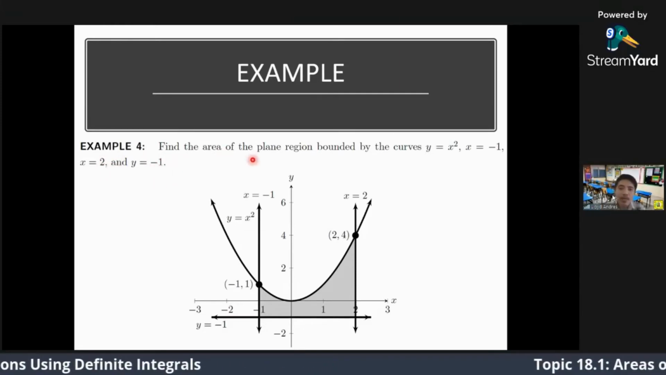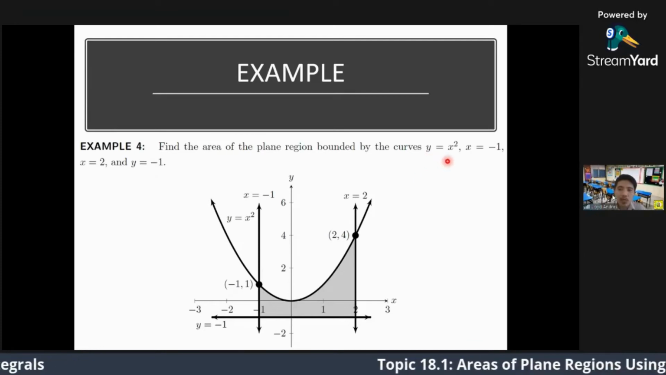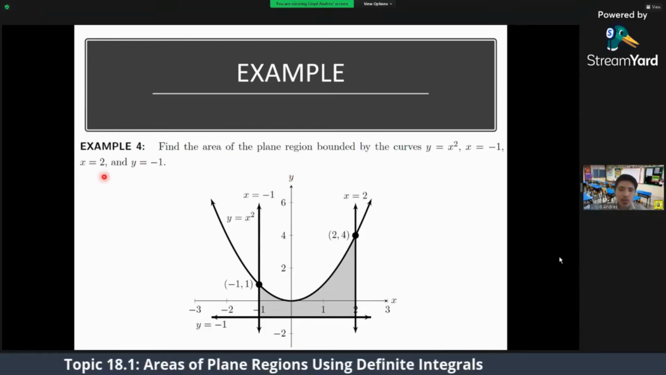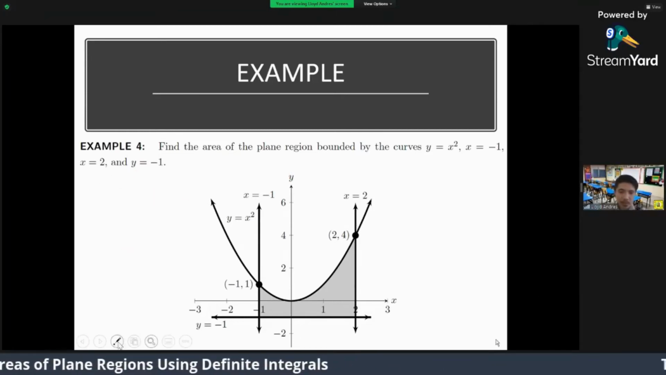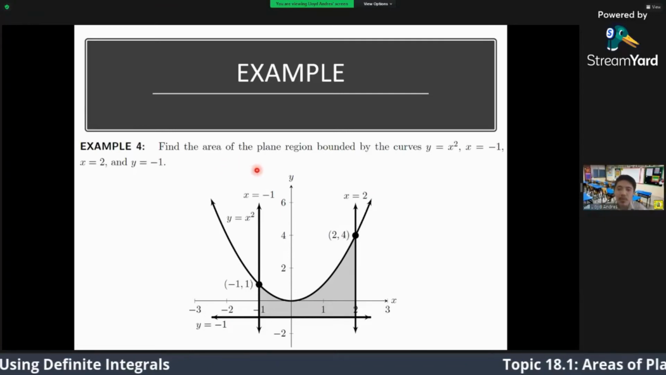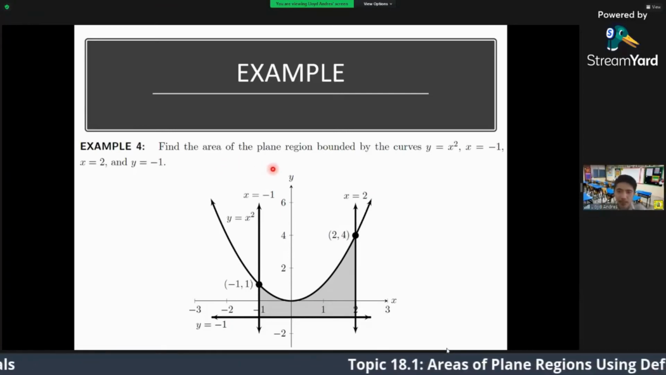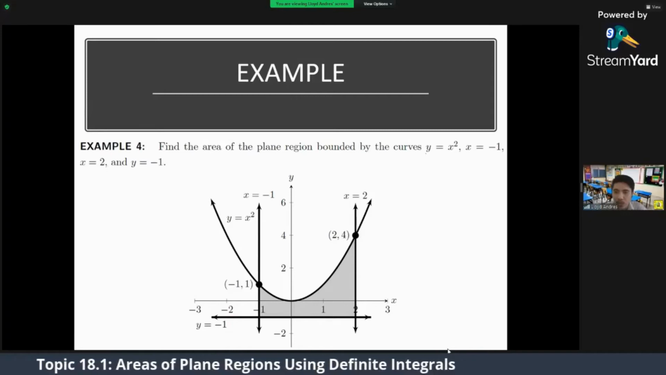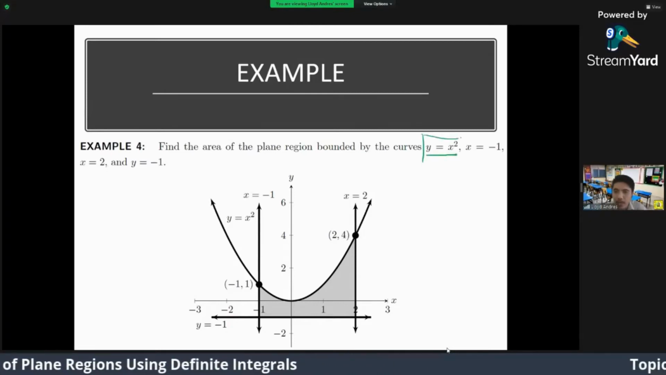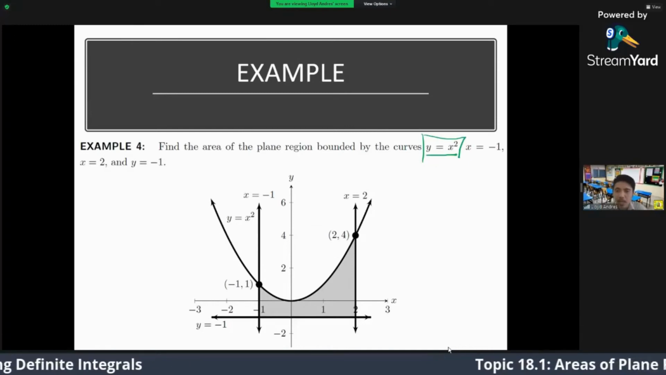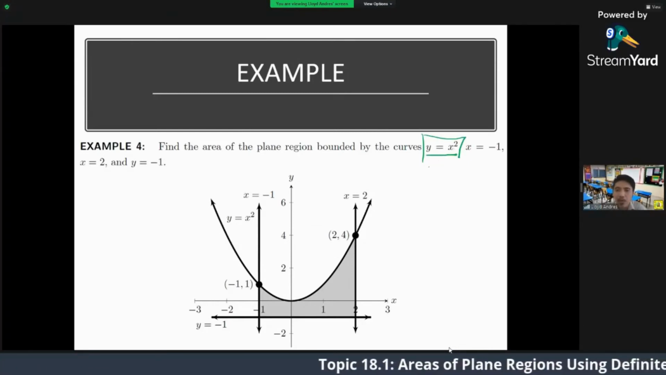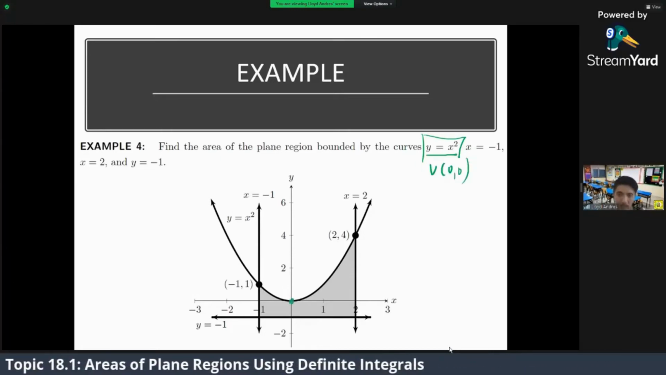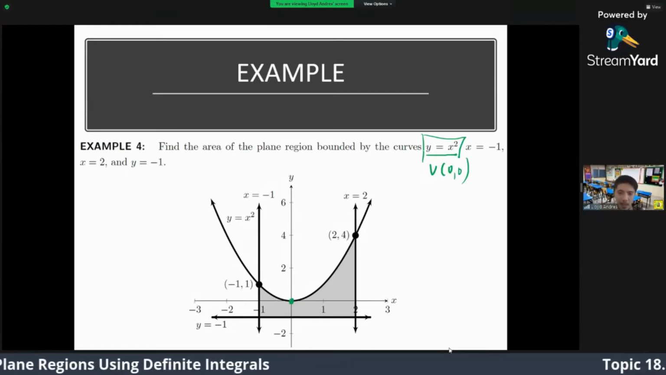Find the area of the plane region bounded by the curves y equals x squared, x equals negative 1, x equals 2, and y equals negative 1. Okay. Again, your first step is you have to sketch the graph. So, sketching the given graph, first, we sketch this one. By this, in the given, it is a parabola because only one variable is squared. And this is a parabola whose vertex is at 0, 0. So, we plot the vertex there. And then, since it is positive, it is opening upward.